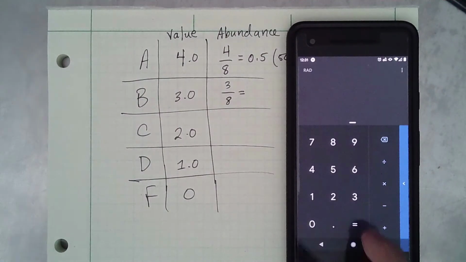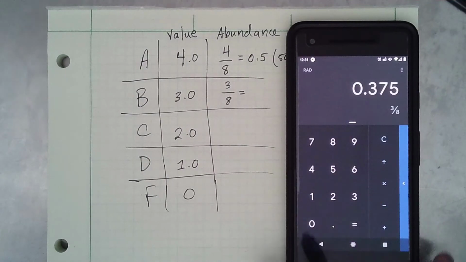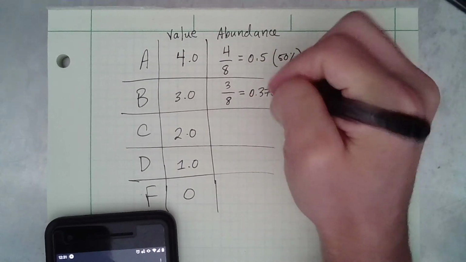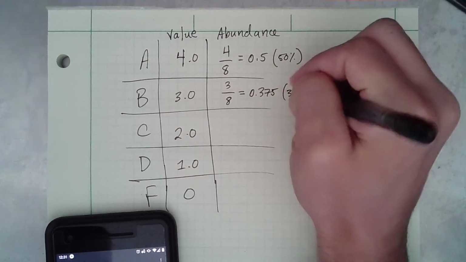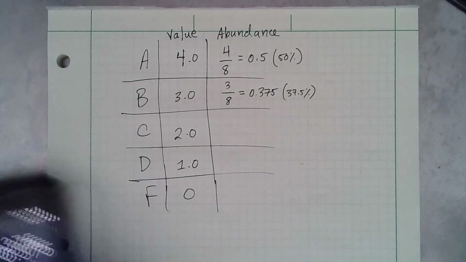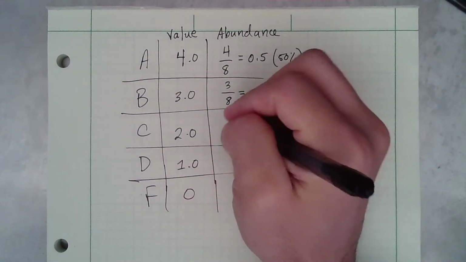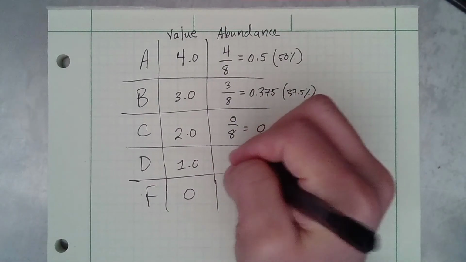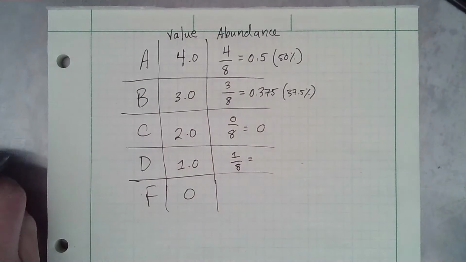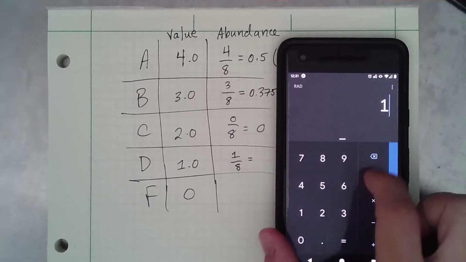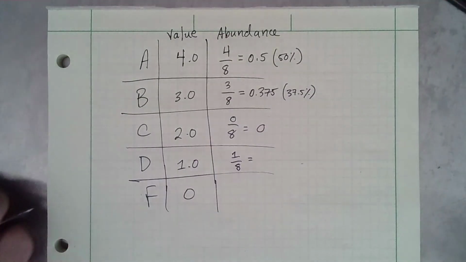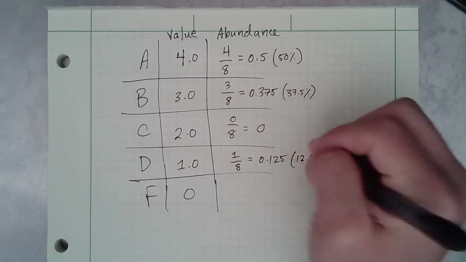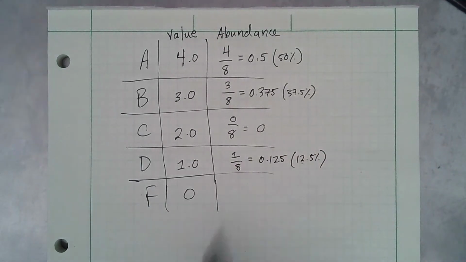Okay, you guys can see that, 3 out of 8. This is 0.375, or 37.5%. And then she had 0 C's, so 0 out of 8 is just 0. And then 1 D, so 1 out of 8 for the D. Once again, 0.125, or 12.5%.